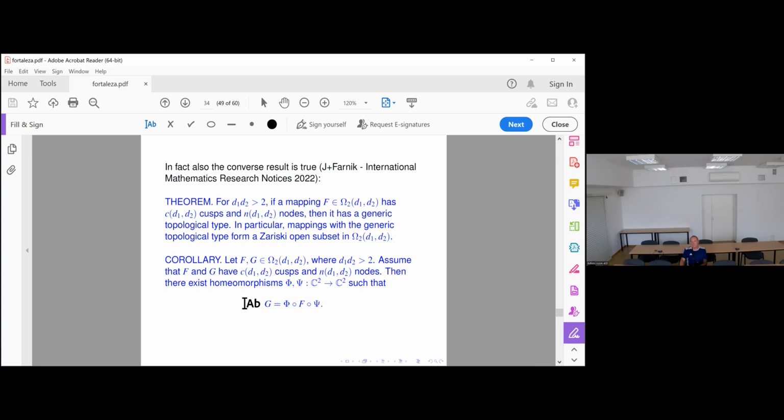The main key to prove this theorem is my theorem with Ding, a Vietnamese mathematician, with whom I cooperated, about Thom's stability lemma for non-proper mappings. In fact, it can be used here in a very nice way.